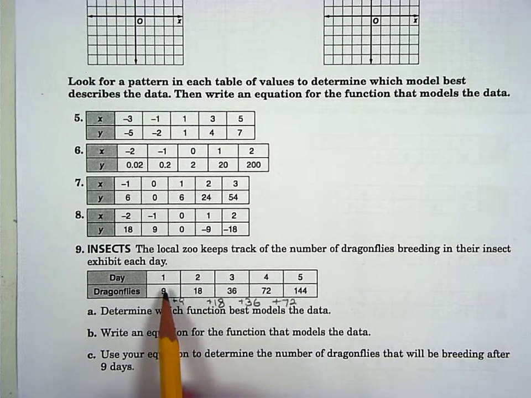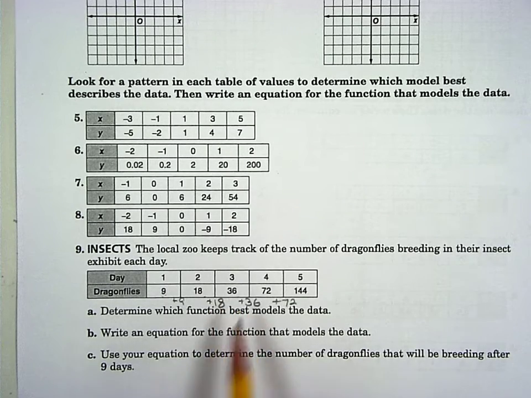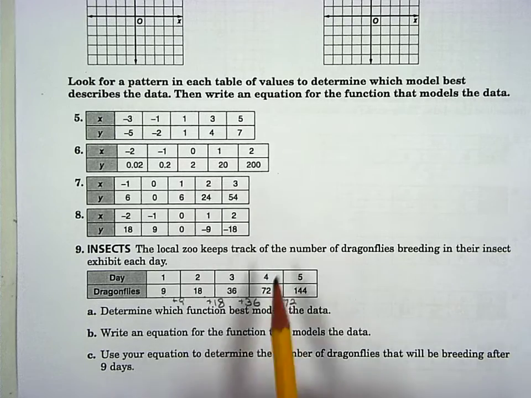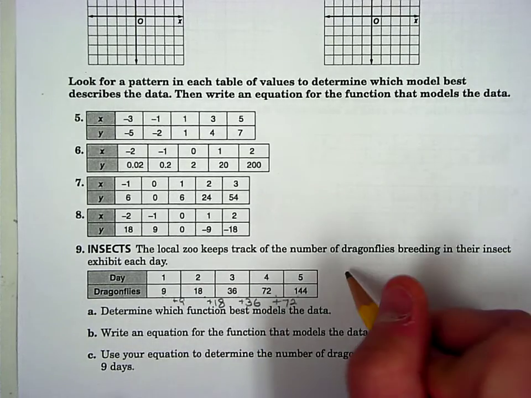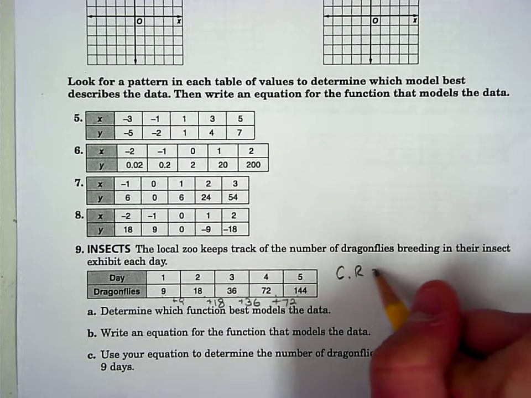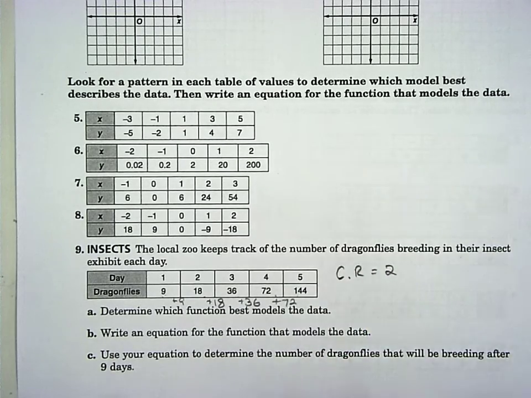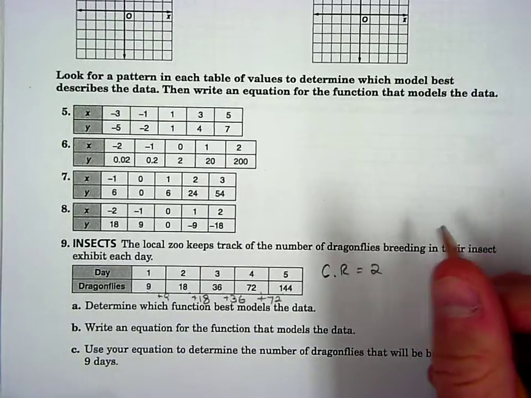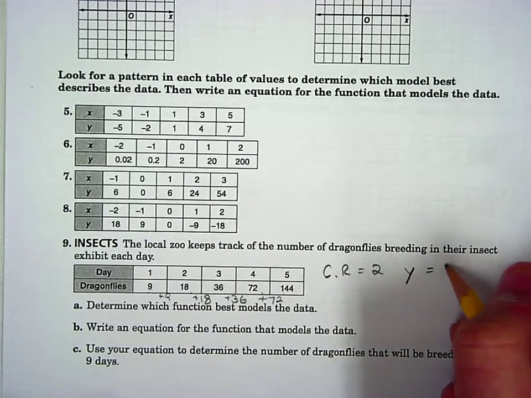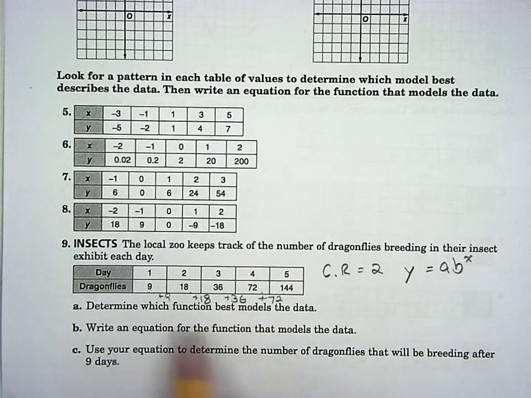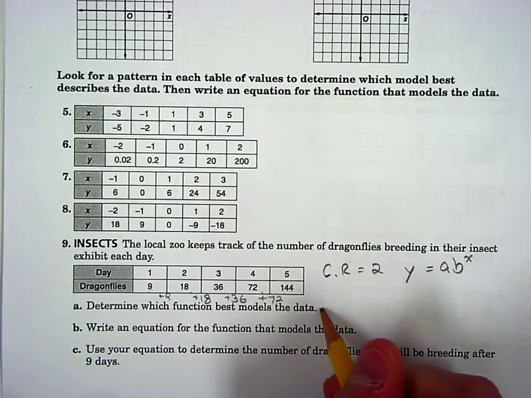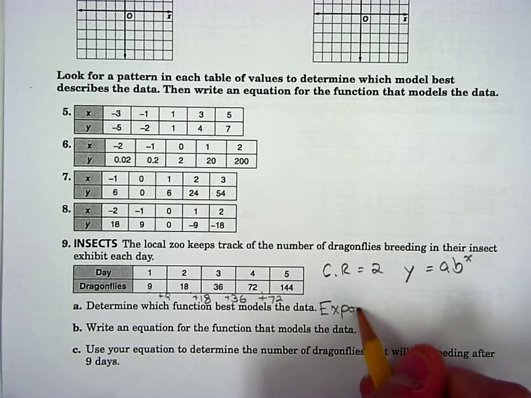So how do we go from 9 to 18? We multiply by 2. How do we go from 18 to 36? We multiply by 2. 36 to 72, multiply by 2. And 72 to 144, we multiply by 2. So our common ratio is going to equal 2. In our standard form of the equation, we have y equals ab raised to the x. First we can answer A, determine which function best models the data. It's going to be exponential function.